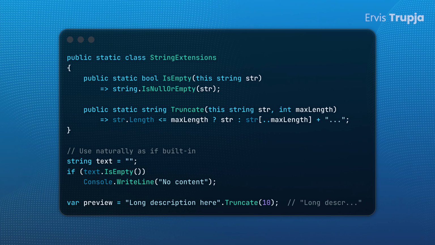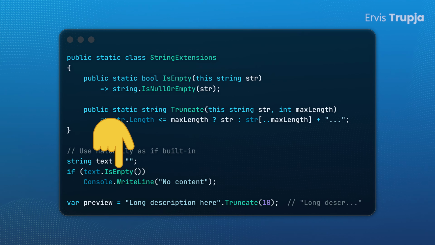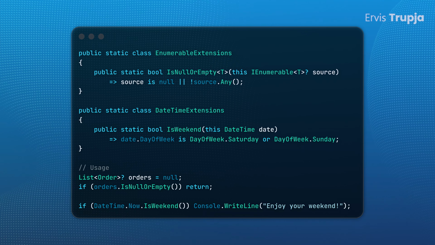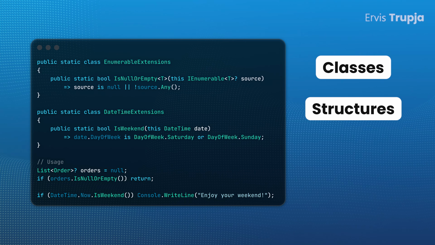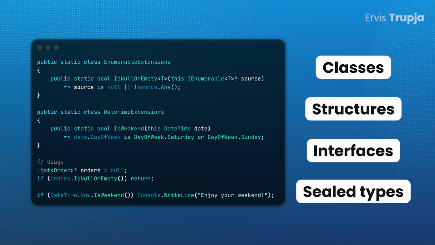Use it naturally, like, for example, string text is equal to something, and then text dot the method name as if it were a built-in method. They work with any type, including classes, structures, interfaces, and even sealed types like string that cannot be inherited.